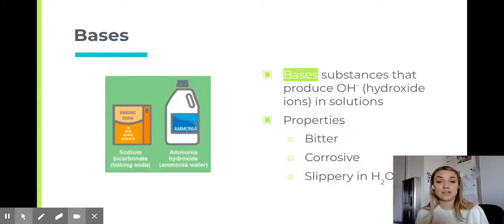The properties of bases are that they are bitter. So again, if we were in a lab and we had an acid or a base, you wouldn't taste it, but if you did, it would be bitter. It's corrosive. So just like acids, it can damage the materials it comes in contact with, and it's slippery in water. As we'll see in just a second, a good example of a base is soap. When we put soap on our hands, it feels slippery in water, and a lot of other bases are similar, where when they mix with water in solution, they feel very slippery.